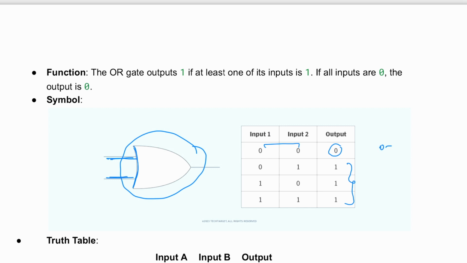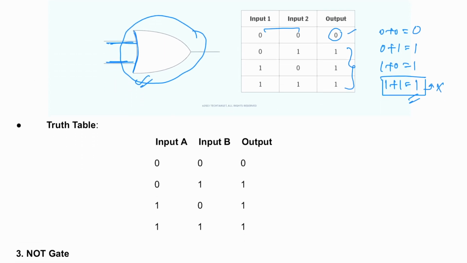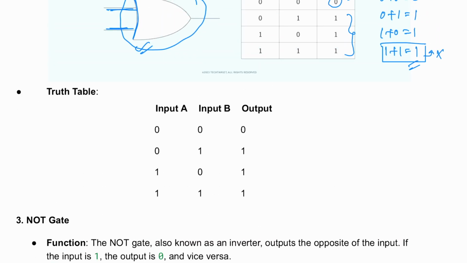So if I do 0 plus 0, it comes 0. If I do 0 plus 1, it will come 1. 1 plus 0 is 1, and 1 plus 1 is 1. This is not true for Boolean algebra. Don't get confused with Boolean algebra, because in that it comes to 0 and we carry 1. This is for the logic gates only. So if you have an OR gate and all the inputs are 0, the output would be 0. This is the symbol. This is all you have to remember. This is the truth table. This is what we have here.